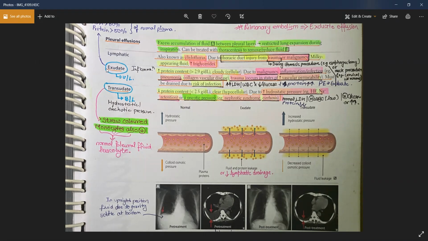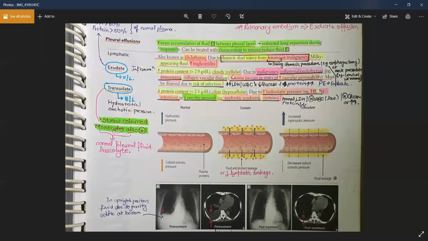Because normally, in filtration, you won't have filtration of proteins. Remember, albumin is there to prevent this condition. So in a normal filtration, you won't have proteins, but you're getting too much protein. That means the endothelium is getting damaged, and now even proteins can leak. This can happen because of any malignancy. It can happen because of an inflammation, like an infection, which could be a pneumonia case. It could happen because of collagen vascular diseases. It can happen because of trauma.